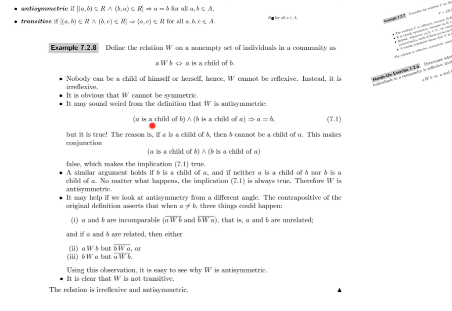Well, remember what we said. An implication is true if either you have true implies true, or you have false implies whatever. Okay? a is a child of b and b is a child of a is never going to be true, because it has to be one or the other or neither. They cannot both be true at the same time. That means the premise of this implication is false, which says that this entire implication is in fact true. So that means W is antisymmetric.